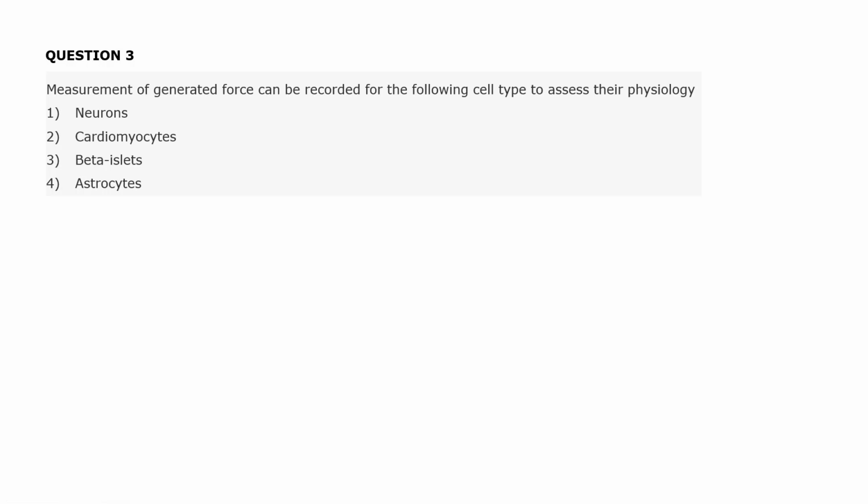Option 2. Option 2, cardiomyocyte. Any other option? Okay, so basically you're right. Cardiomyocyte, or also called as heart, right? Heart cells, right? Cardiomyocytes means heart cell or cardiac cell.